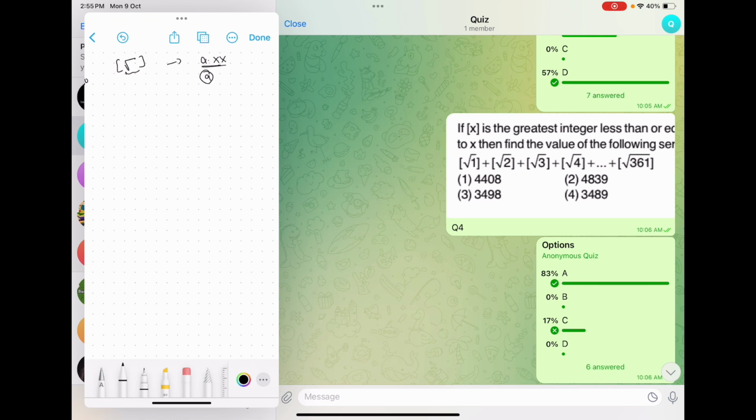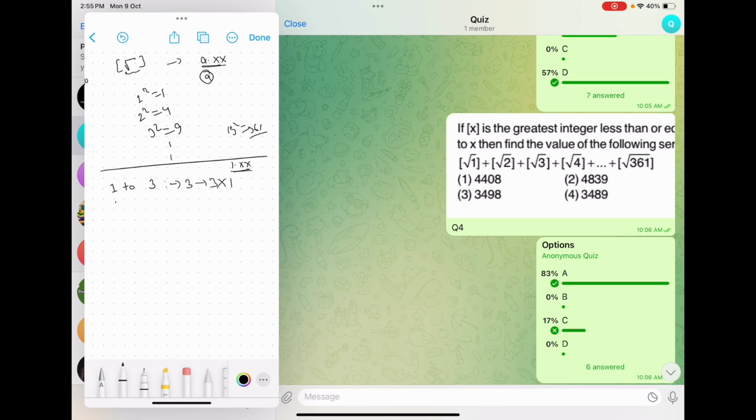So we have to think along the lines of perfect squares. 1 squared is 1, 2 squared is 4, 3 squared is 9, and it will go on till 361, so 19 squared is equal to 361. All the values 1, 2, 3 will result in square roots of the form 1.xx, so they will get converted to 1 only. So in total we have 3 numbers and each value is 1, so this will be 3 into 1.